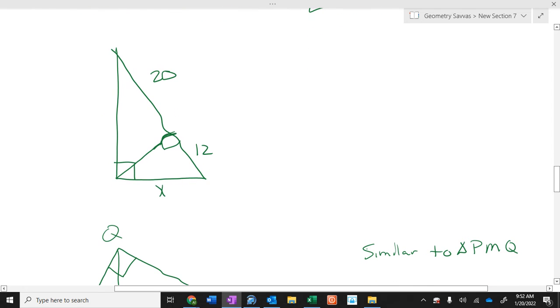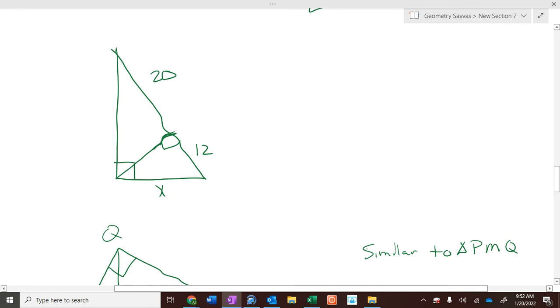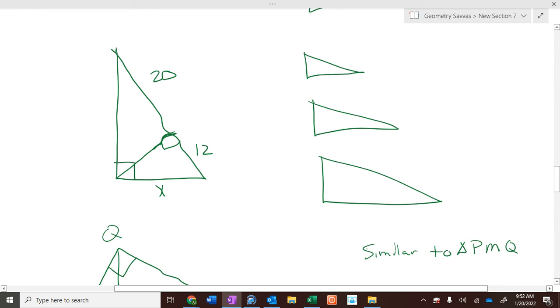Okay, let's take this one. Now, 12 over this would equal this over this, but we're not looking for this. We're not looking for the altitude. We're looking for this. So if we're looking for a side of the triangle, that's when we draw out baby, mama, and papa. Baby, what's the short side of baby? 12.